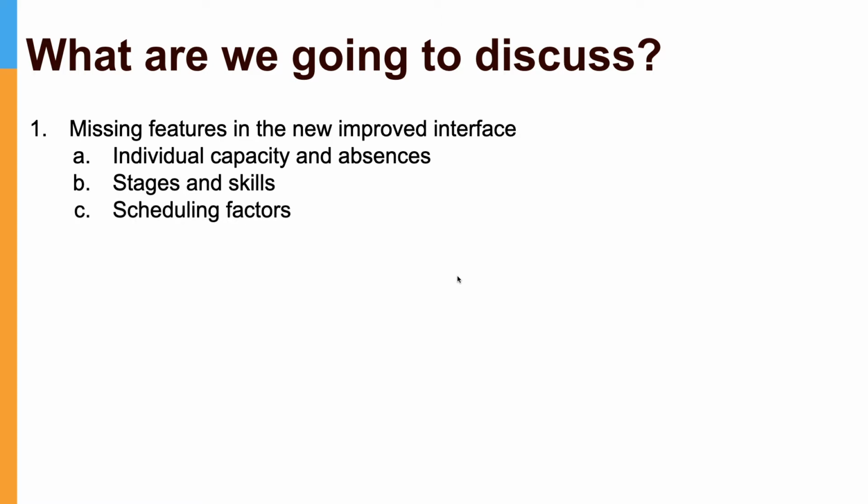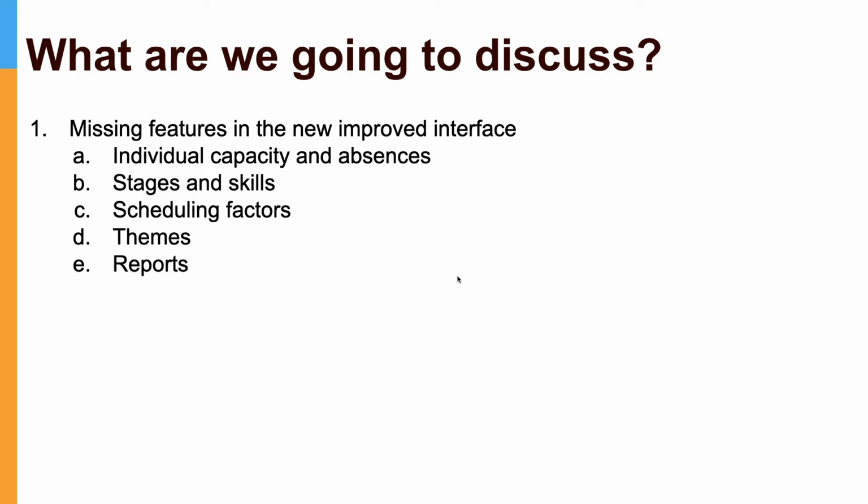There is also something called scheduling factors in the life plan, which is not there in the new improved interface. In the life plan, there is also a concept of themes, which is also missing, and we also have a lot of reports, which we don't really have in the new improved interface. So in the old life plan, you have quite a lot of reports like the capacity report and the dependency report, and those reports are quite helpful.